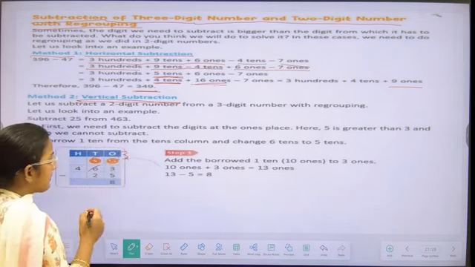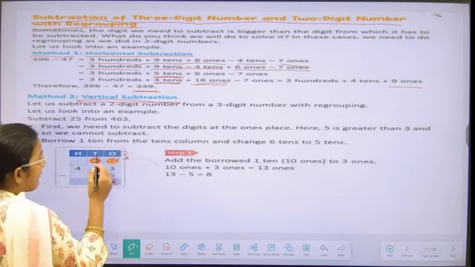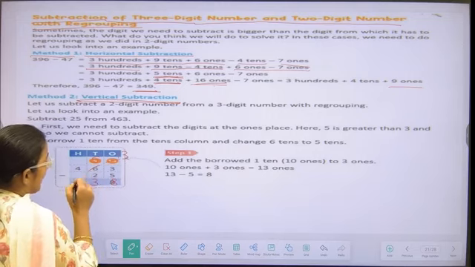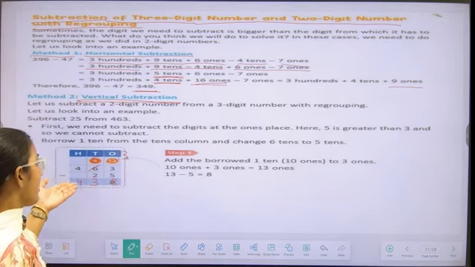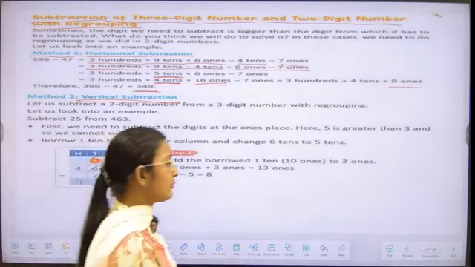Now 13 minus 5, I am getting 8. 5 minus 2, I am getting 3, and 4 is written as it is. So we can say that our difference is 438, student.